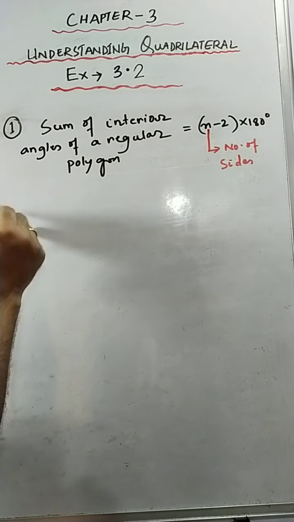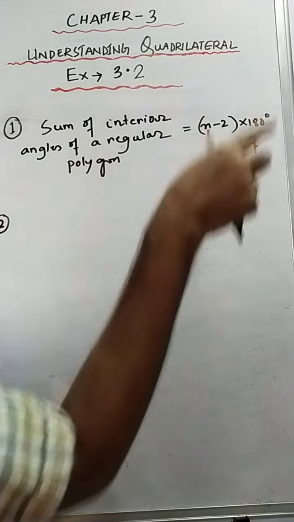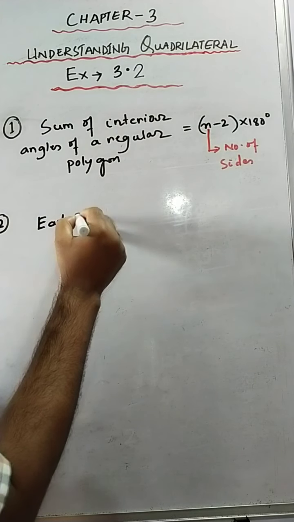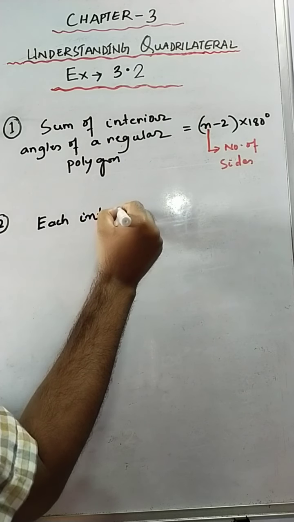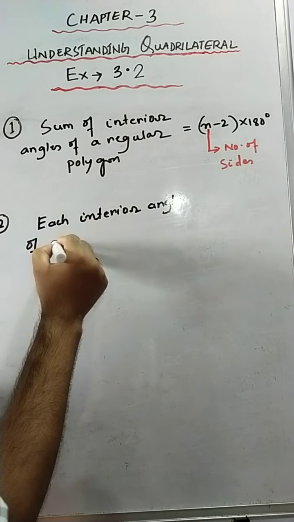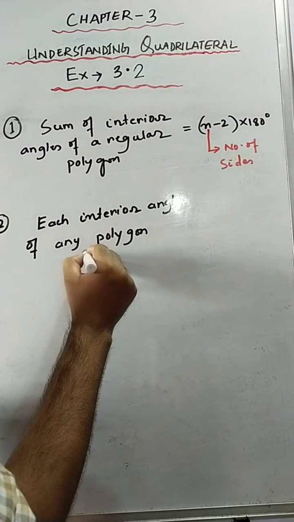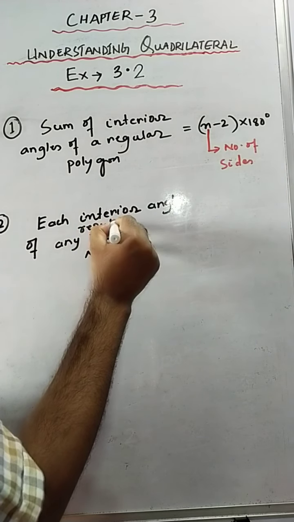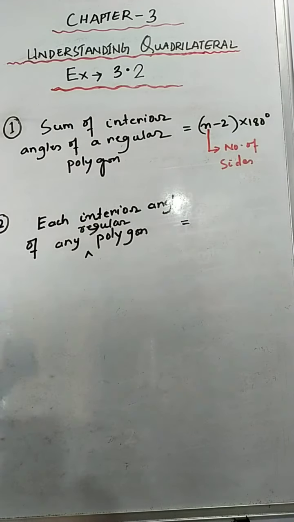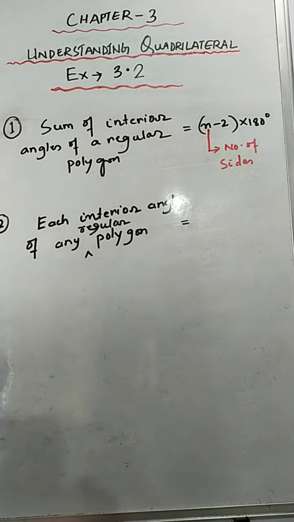Now, if I have to find out each interior angle, not sum of all the interior angles, but each interior angle, so what we have to do? Each interior angle of any regular polygon, you should mention this word, of any regular polygon. It has to be a regular polygon. Why am I saying regular polygon, students? Because in a regular polygon, all the sides and all the angles are equal.